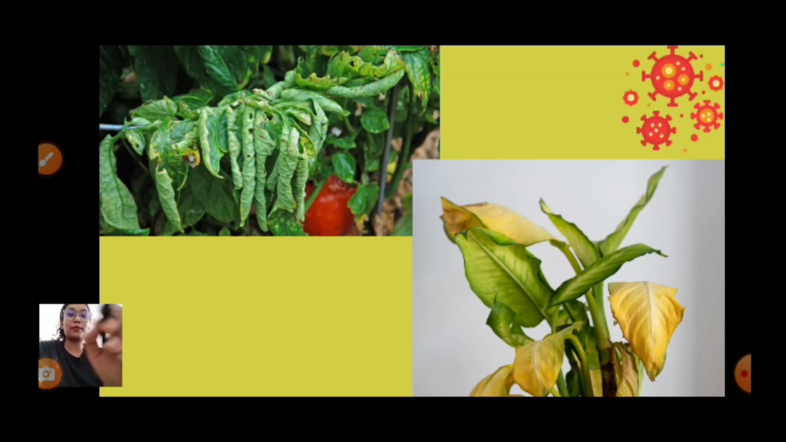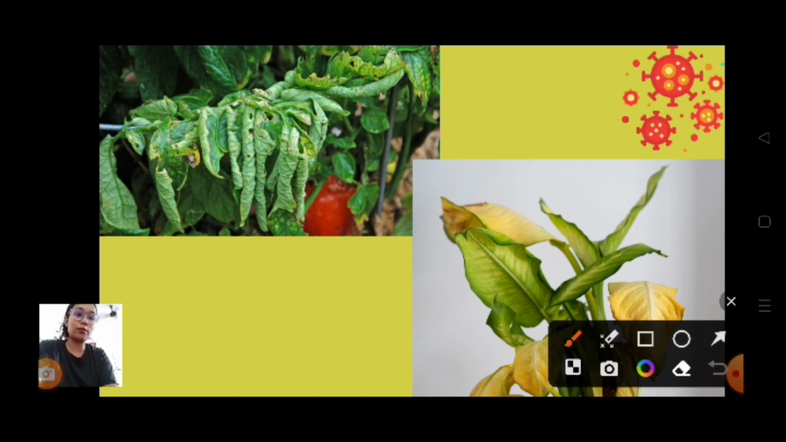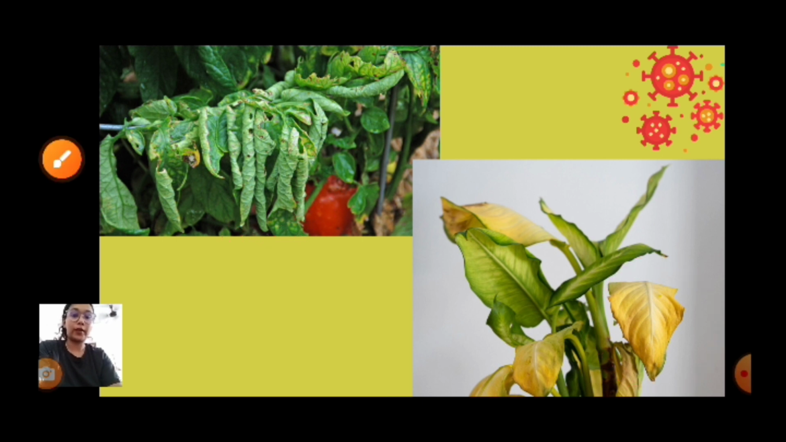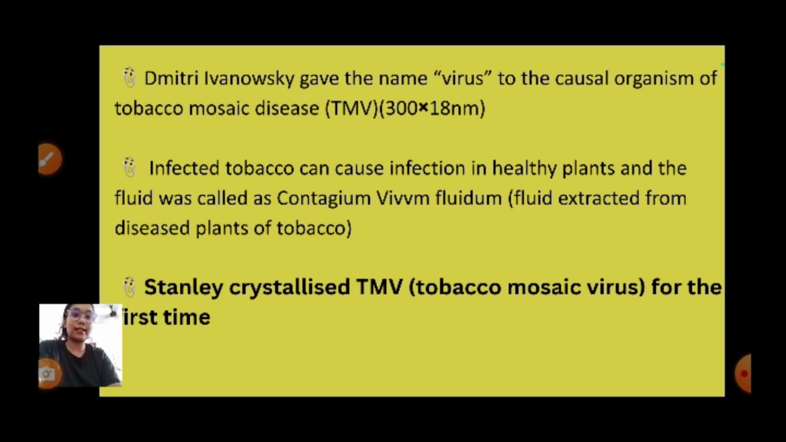So moving on to the next slide. These are some viral diseases which you can see in plants. This is the curling of the leaf. The leaf curls up. This is the yellowing of the leaf. Clear?